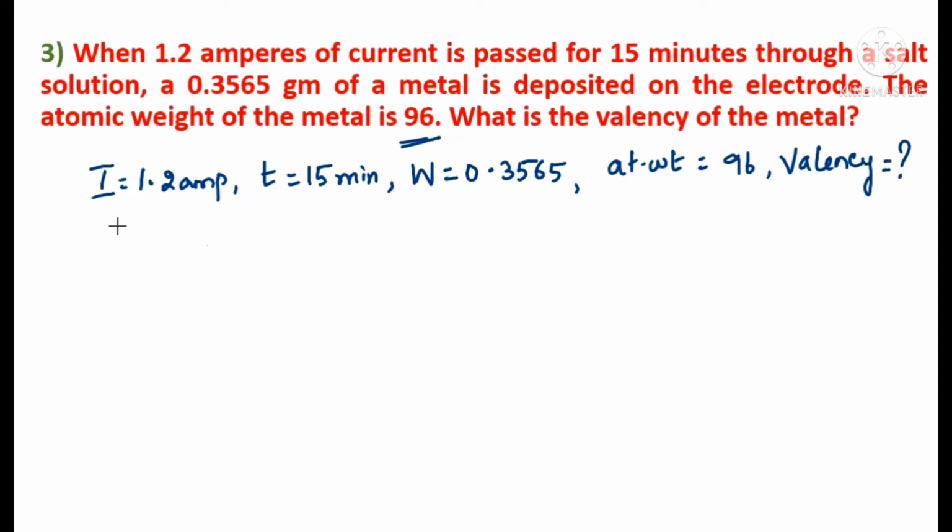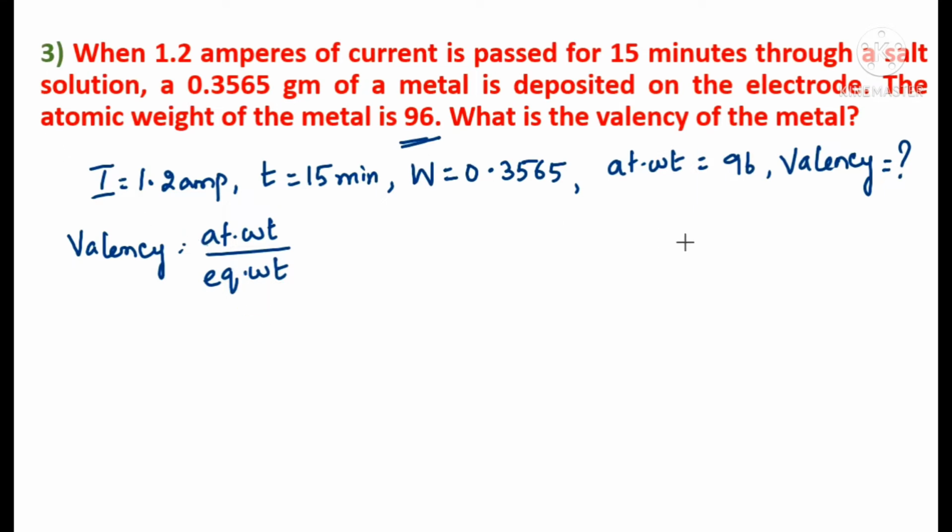So what is the formula? How to calculate valency? See, valency is equal to atomic weight divided by equivalent weight. Using this formula, it is possible to calculate valency. But see, in this formula, atomic weight is there, but we do not know equivalent weight. How to calculate equivalent weight?